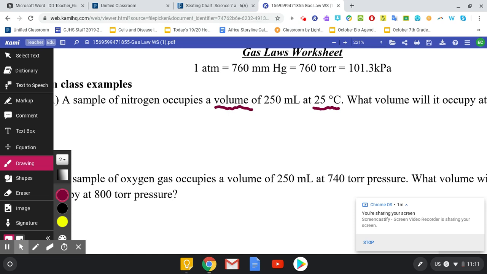Now, Charles' law says that volume and temperature are related, so that as one goes up, the other goes up too. Charles' law says V1 over T1 is a constant. It's going to give you a relationship. But if there's any change, if we change the volume or we change the temperature, it's still going to have the same proportion. So V1 over T1 equals V2 over T2.